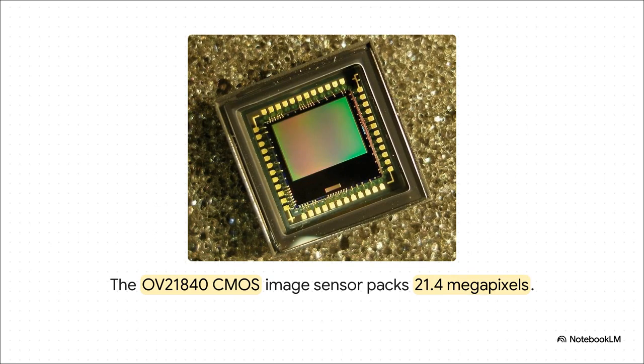Just take a look at this beautifully complex piece of tech. This is the OV21840 CMOS image sensor. It crams a whopping 21.4 megapixels into its active array. And what's really mind-blowing is the size of each pixel, just 1.2 micrometers. To put that into perspective, that is microscopic. By shrinking the pixels down that much, the sensor captures massive resolution, letting your phone shoot 4K video at 30 frames per second in full HDR. It's just a tiny powerhouse.